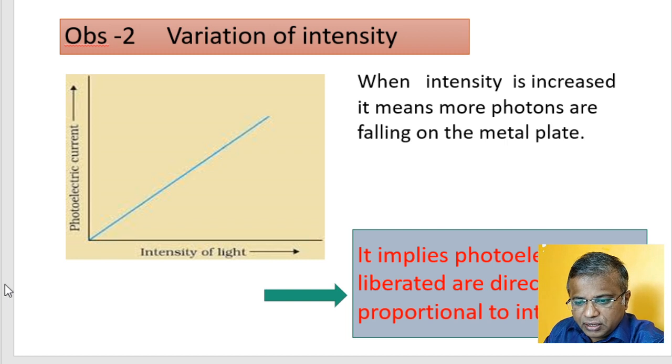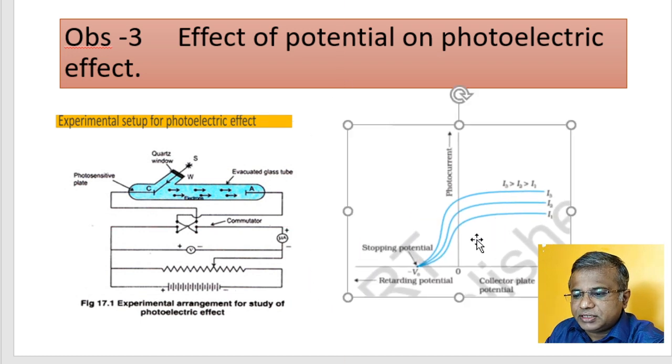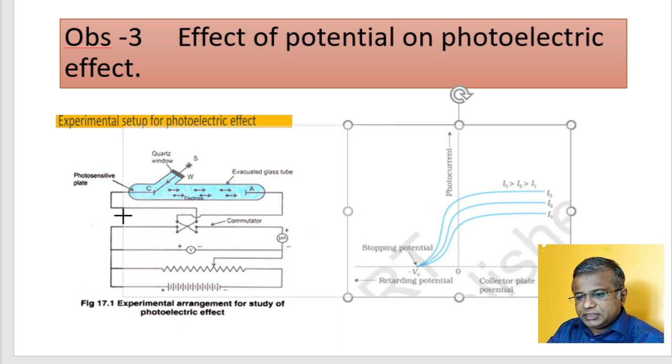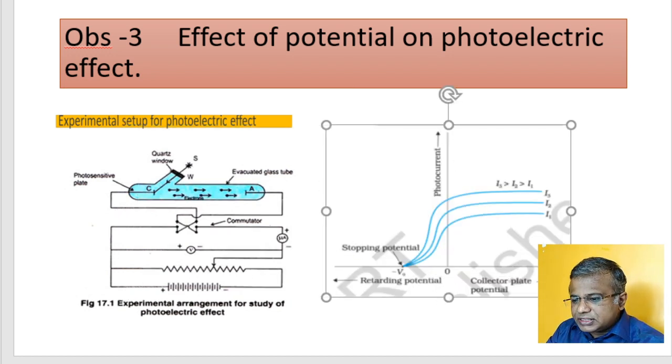Now, here we'll continue the same experiment and again look at the setup. What we are trying to see is what the effect of potential is on the photoelectric effect. If you see this graph, on this side the collector plate potential is in the positive direction, whereas here the collector plate potential is in the negative direction.